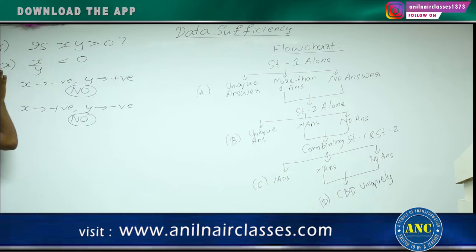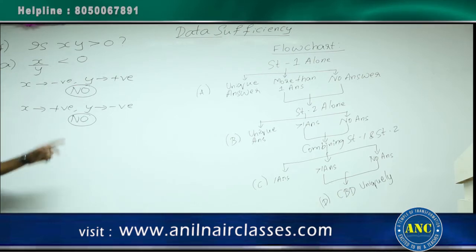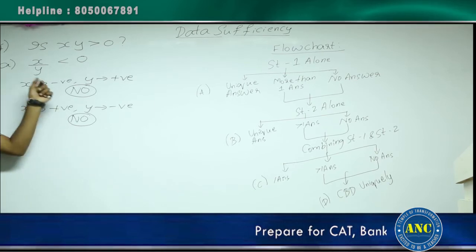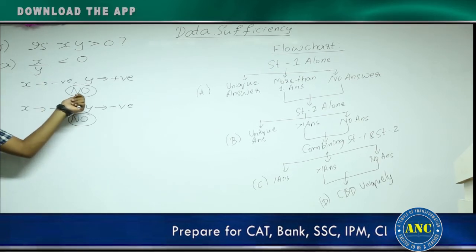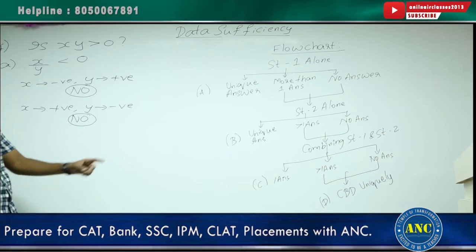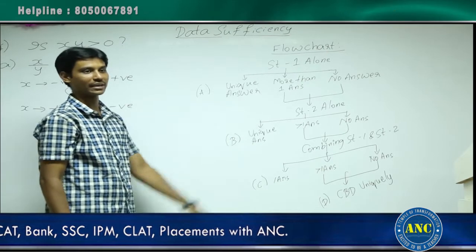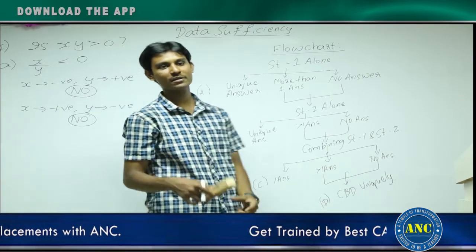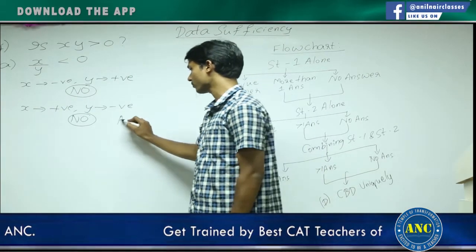That means you are still in statement 1 alone. In statement 1 alone, these are the subconditions, right? First you are telling the answer as no. Second time also you are telling the same answer as no. You are not changing your answer. When you are not changing your answer, you have a unique answer. After taking statement 1 alone, unique answer. What should be the answer option? Option A.